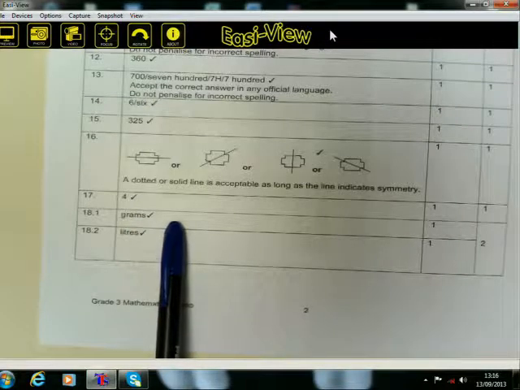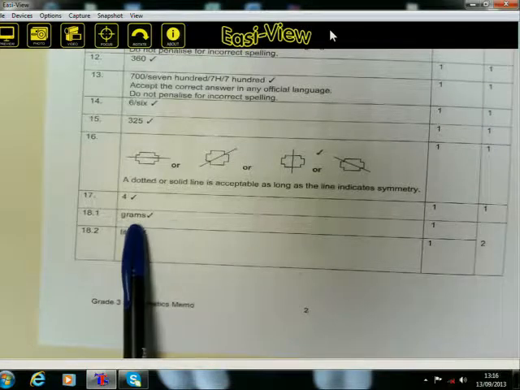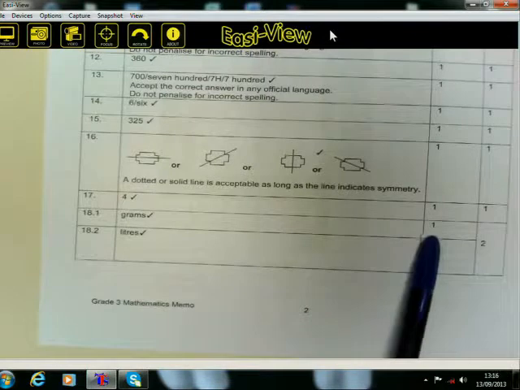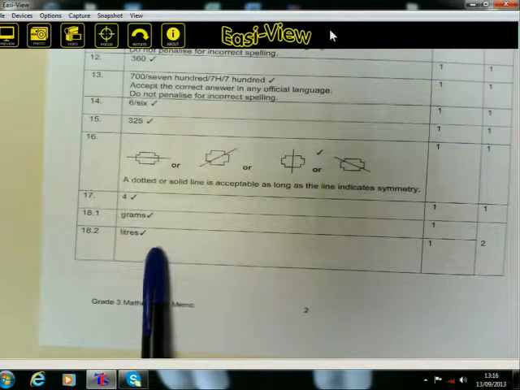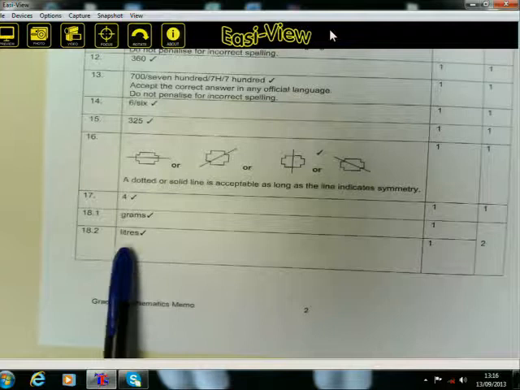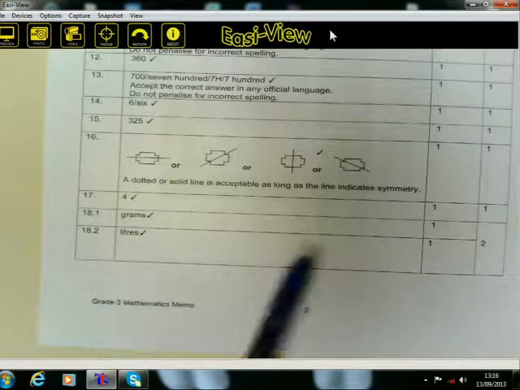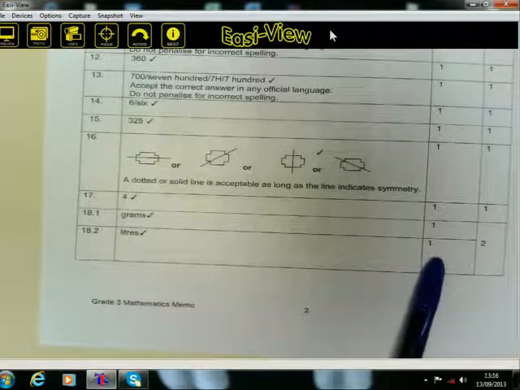18.1, the mass of the can of fish is measured in grams or centimeters, which will be grams, for 1 mark. And 18.2, the capacity or the content of the bottle of milk is measured in meters or in liters. And the correct answer will be liters with 1 mark allocation.